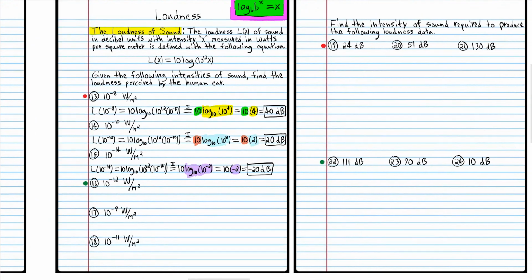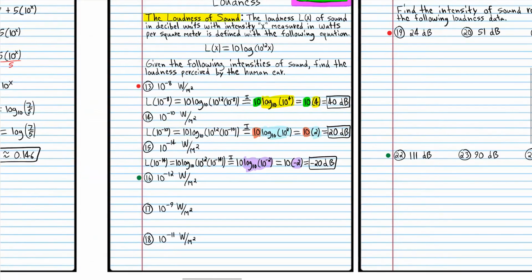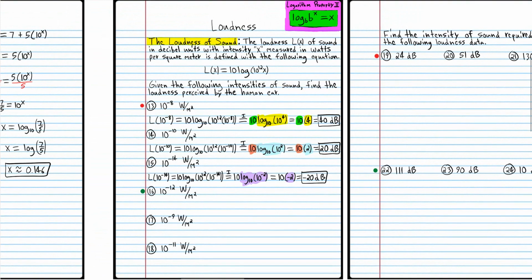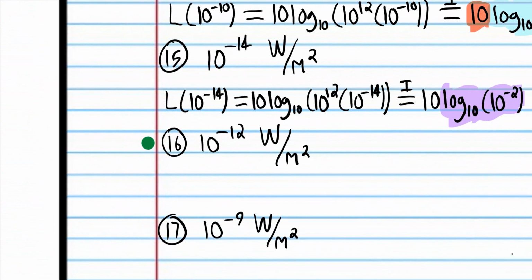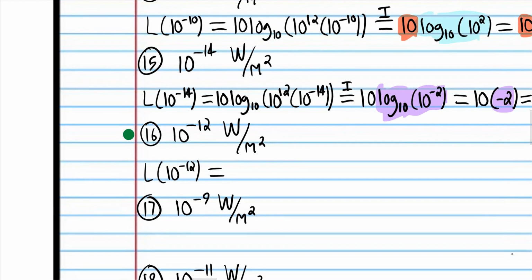Okay, so I want you to try number 16, and when you come back, we'll do it together. Okay, we're back. So L of 10 to the negative 12 is equal to 10 times log base 10 of 10 to the 12th times 10 to the negative 12.